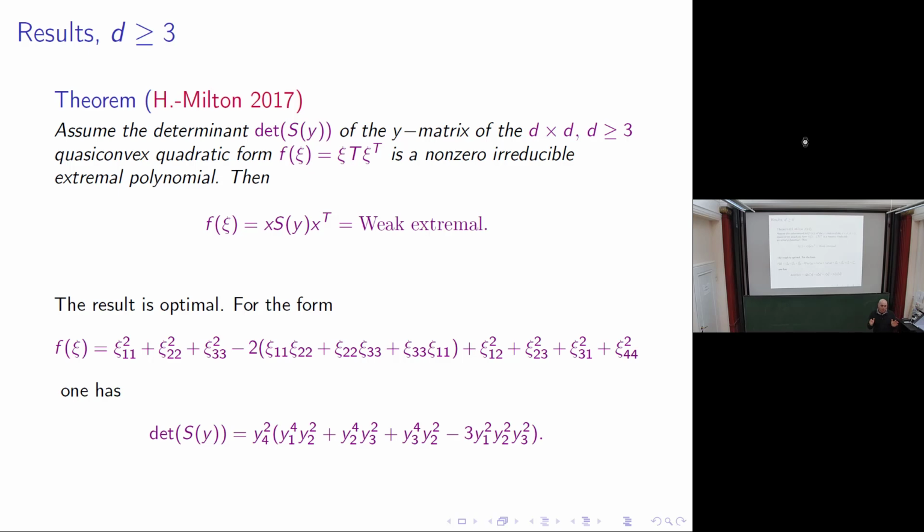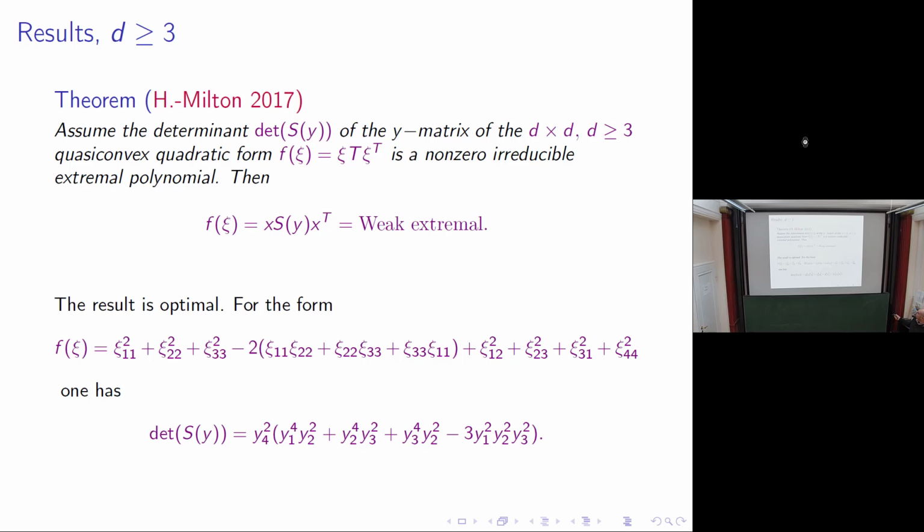a 6th-order homogeneous polynomial that is non-negative, if it is reducible, has to be a perfect square in 3D. So in 3D, irreducibility and not being a perfect square are equivalent. It turns out that in higher dimensions, this example shows that you have to require irreducibility to hope to prove something. We prove that if the determinant is a non-zero irreducible extremal polynomial, then the form is a weak extremal. So again, it is quite rigid in any dimensions, but not as rigid as in 3 dimensions. In 3 dimensions, even weak and strong are the same.